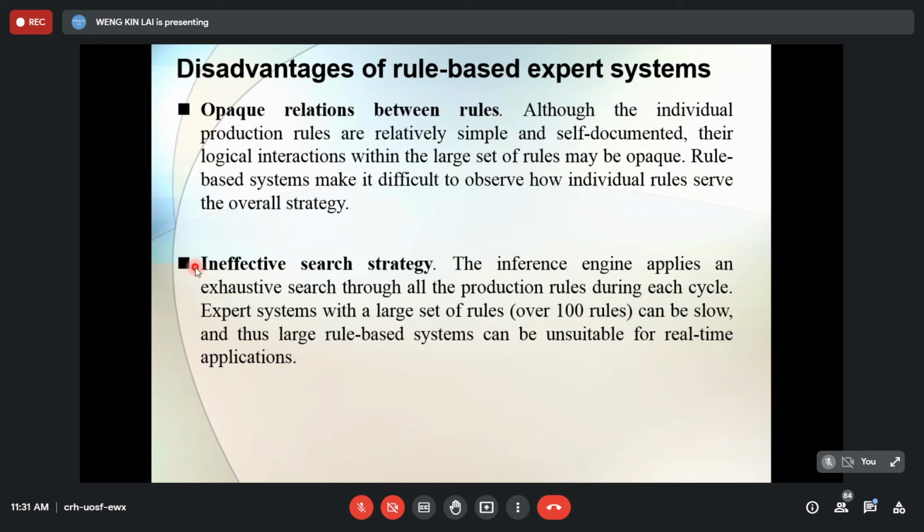Now come to this ineffective search strategy. How do you search through the rules? The inference engine, the one that processes the knowledge base, applies an exhaustive search through all the production rules during each cycle. The key here is exhaustive search. It means you need to go through all the rules to come to a conclusion. An expert system with a large set of rules, that is more than 100 rules, can be slow, obviously, and therefore the large rule-based system can be unsuitable for real-time applications.